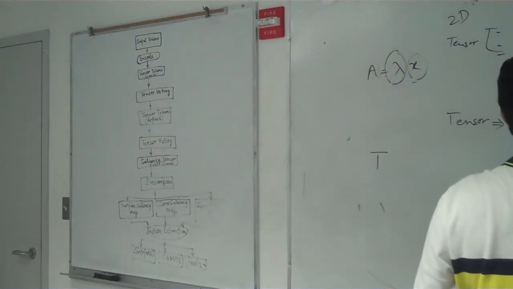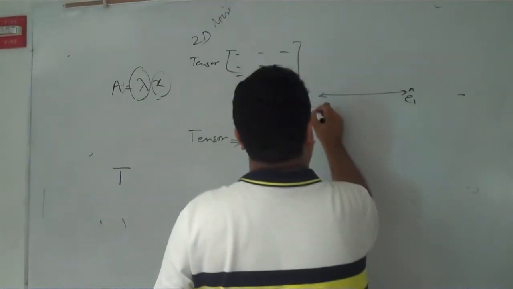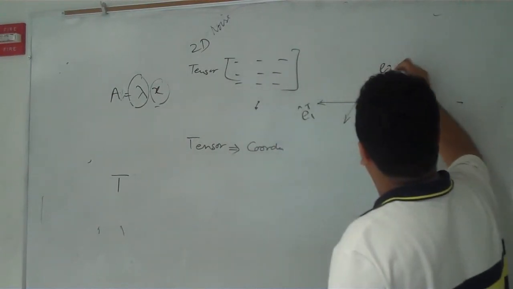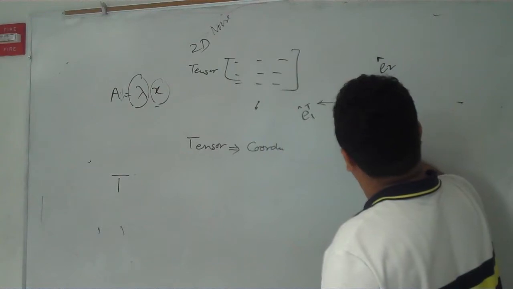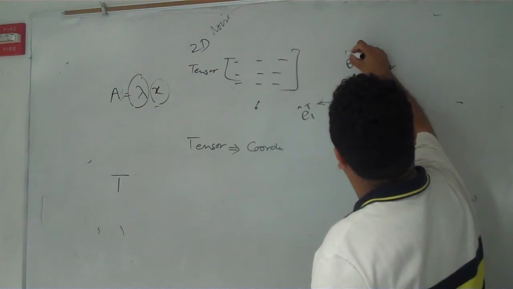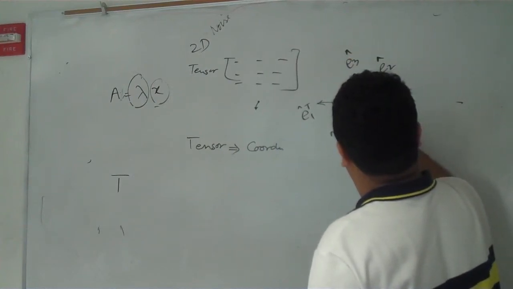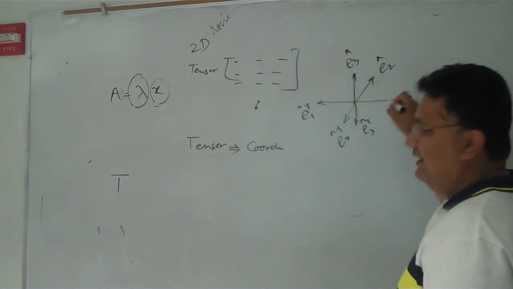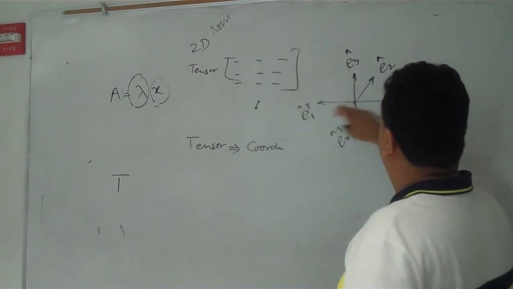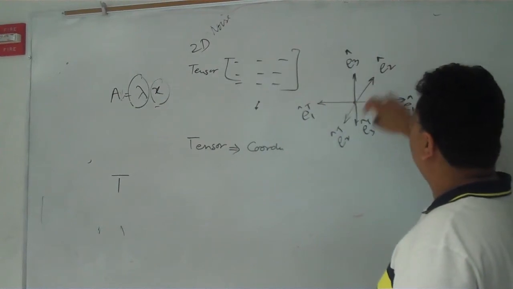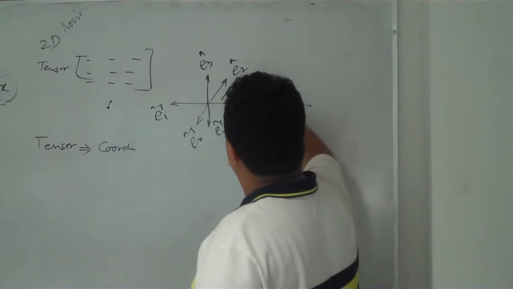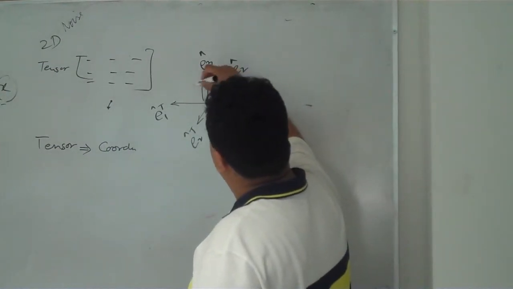Three axes, suppose E1, E1 transpose. This is E2. These are the three axes in the x, y and z direction, and these are called eigenvectors, and the values in this direction is lambda 1, in this direction is lambda 2, in this direction is lambda 3.